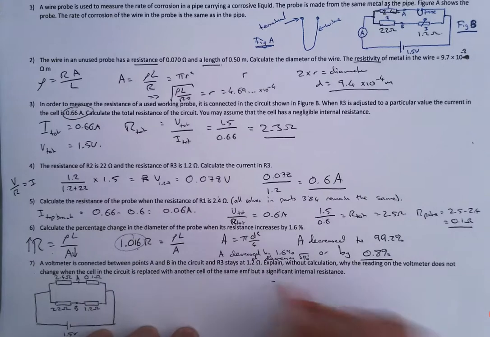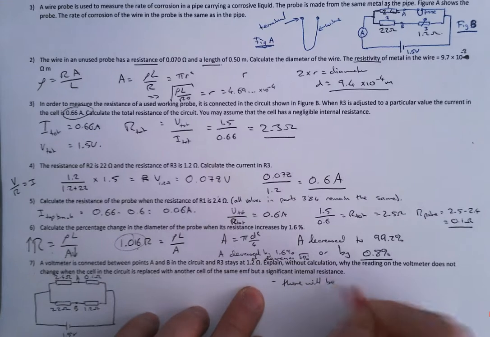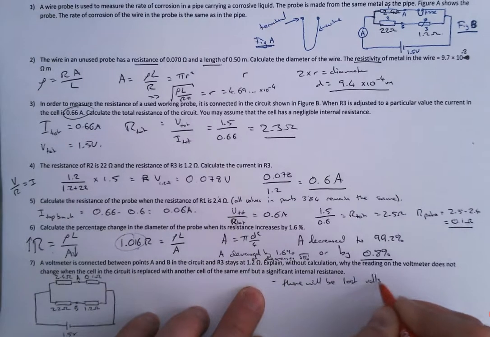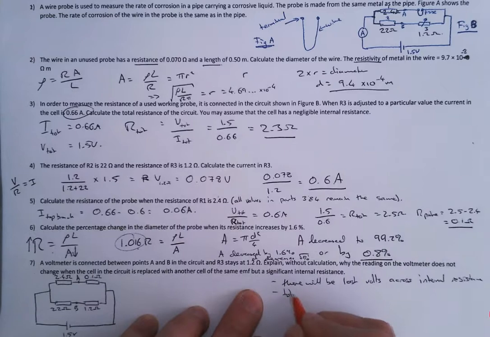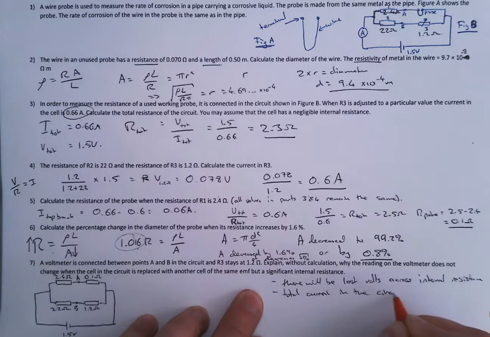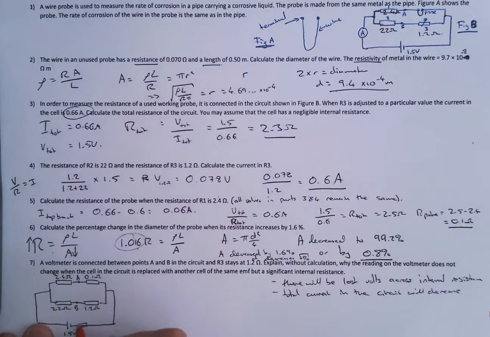So what does this actually mean? A significant internal resistance means that there will be lost volts across the internal resistor, and then of course that means that the total current in the circuit will decrease because we've added more resistance into the whole circuit. We've effectively said there is another resistor here, so of course the current's going to decrease.